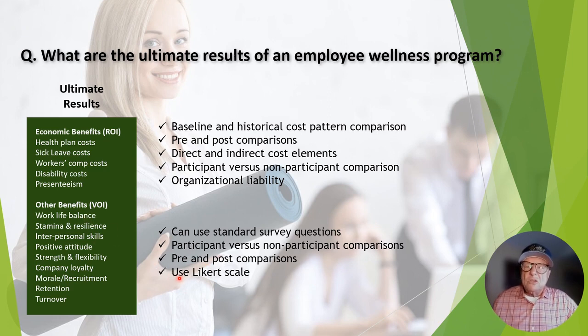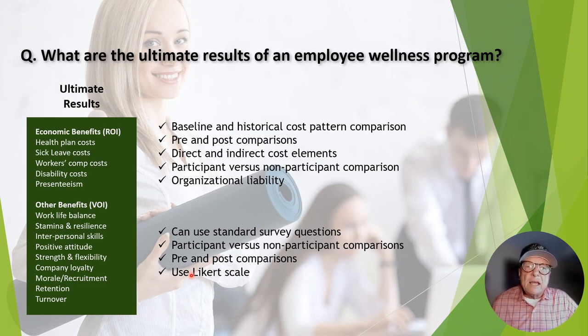We also can use what's called a Likert scale, where we have a statement, something like, the employee wellness program has improved my productivity, and then give the individual survey respondent an opportunity to say either strongly agree, neutral, disagree, or strongly disagree.